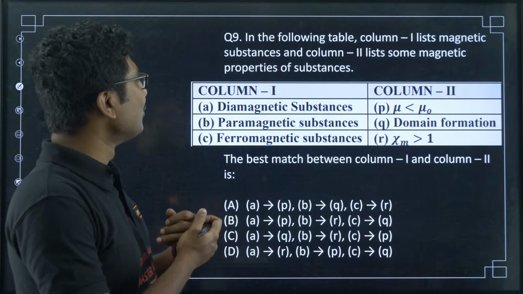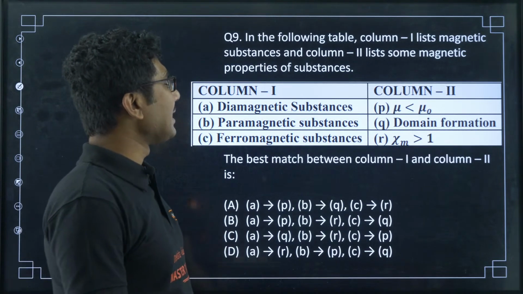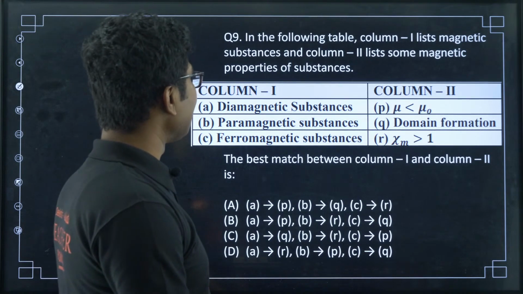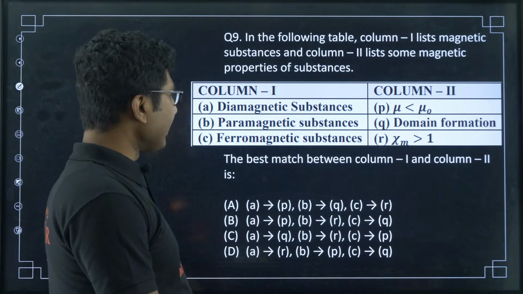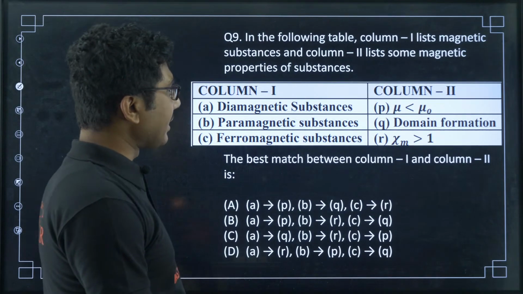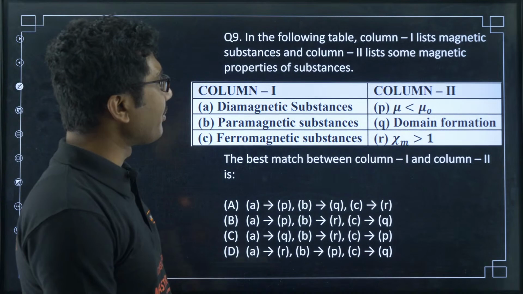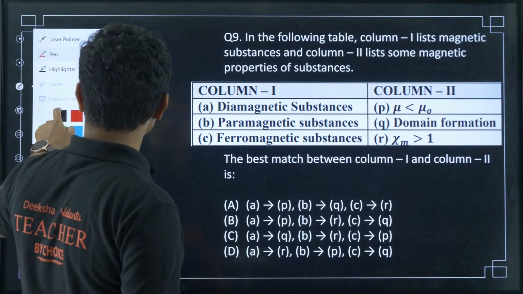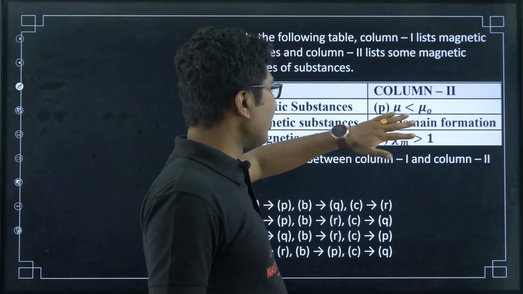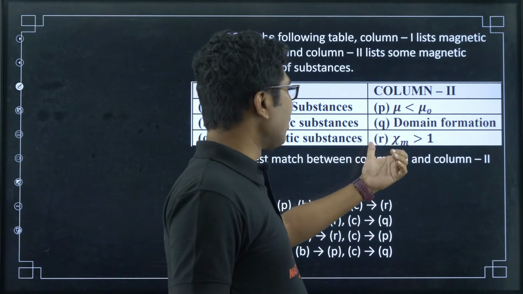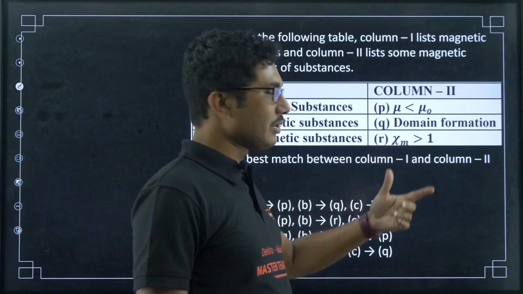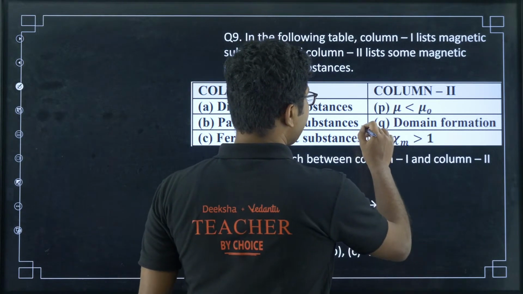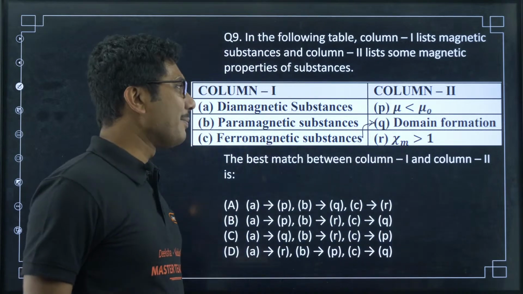Now let's move on to question number 9. In the following table, column 1 lists magnetic substances and column 2 lists some magnetic properties of the substances. Diamagnetic substance, paramagnetic substance, ferromagnetic substance. Now which of column 2 and column 1 is matching? Column 1 is easy. In column 2: mu is less than mu naught, domain formation, chi m is greater than 1. Domain formation happens only in ferromagnetic substance. This much I know, so I will start by matching this one.